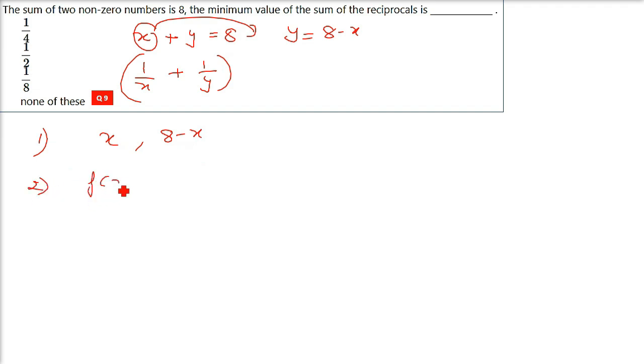Then we have 1 by x plus 1 by y. This is the sum of the reciprocals. So this is the function we have to start with and differentiate. So in place of y, just replace it by 8 minus x. 1 by x plus 1 by 8 minus x it is.